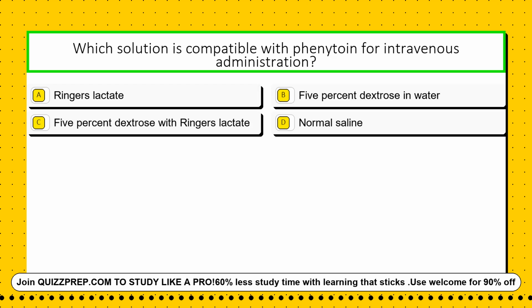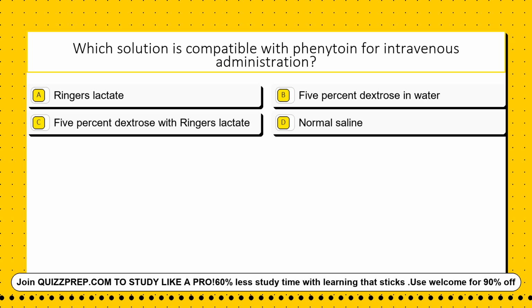Question 29. Which solution is compatible with phenytoin for intravenous administration? Option A, Ringer's lactate. Option B, 5% dextrose in water. Option C, 5% dextrose with Ringer's lactate. Option D, normal saline.